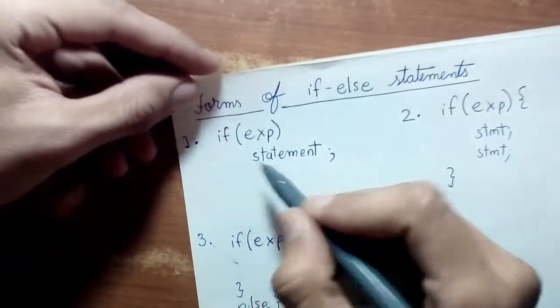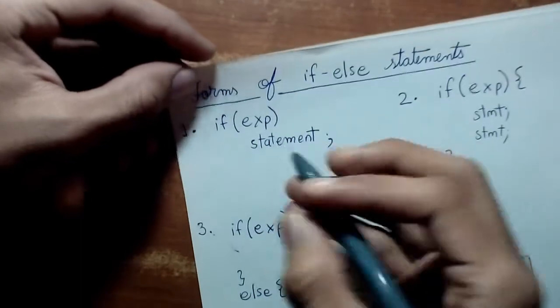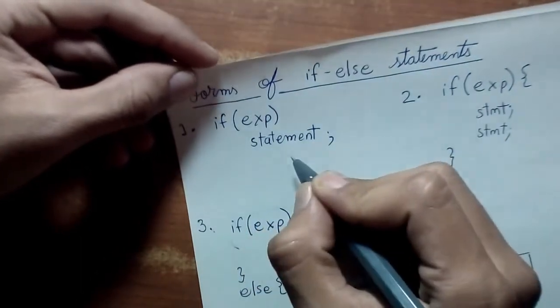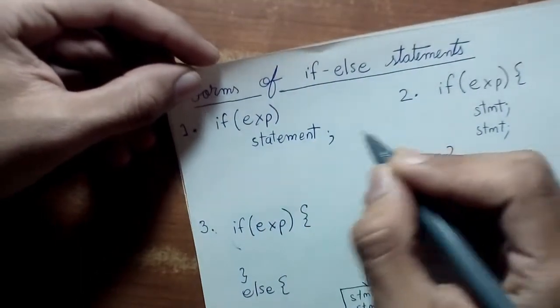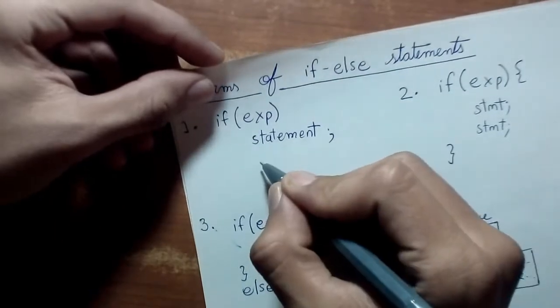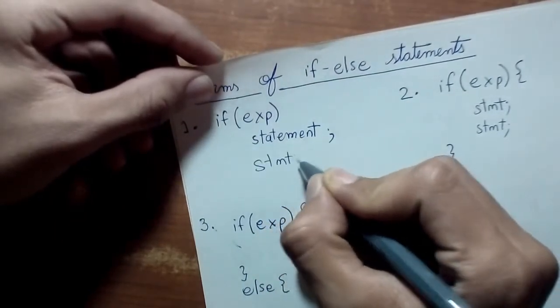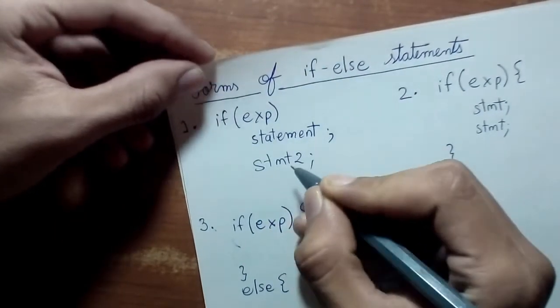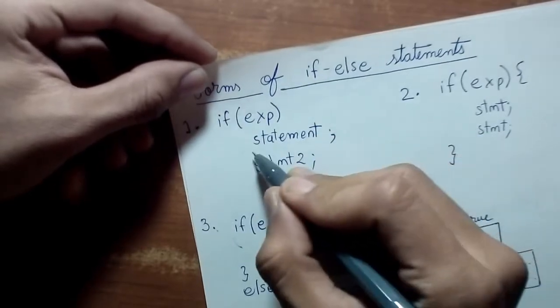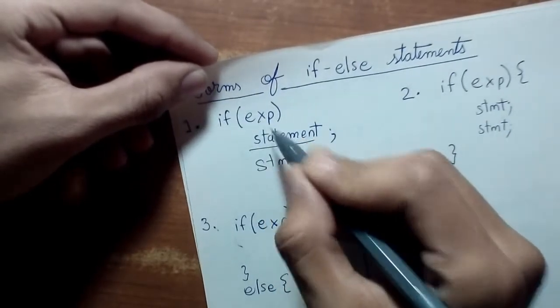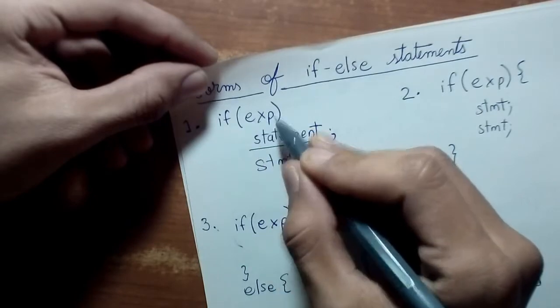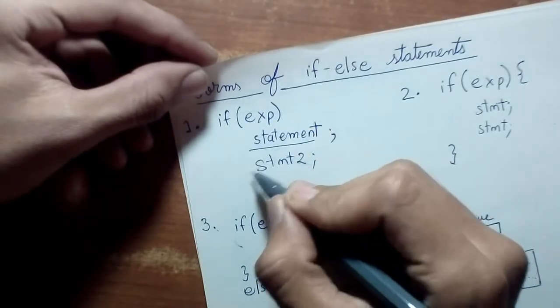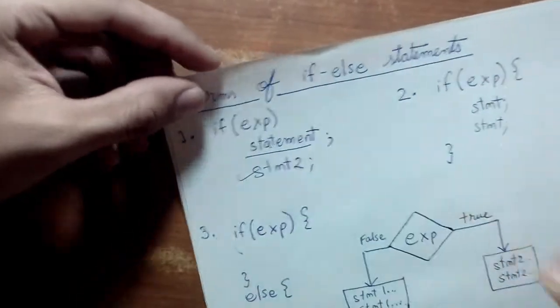The first one is if expression and the statement. In this one, we have only a single statement inside the if expression. Here only a single statement is there. If we add another statement, such as statement 2, then this statement will not run. Only this statement will run if the condition is true, and if it is false, then obviously this is not going to run, and execution will continue as usual.